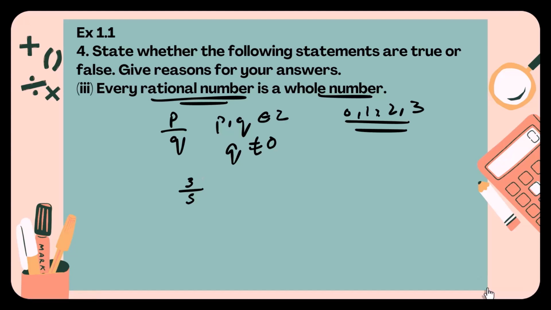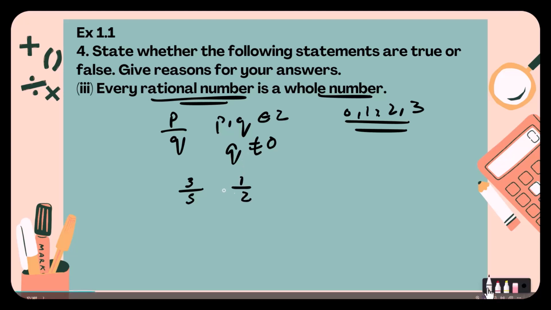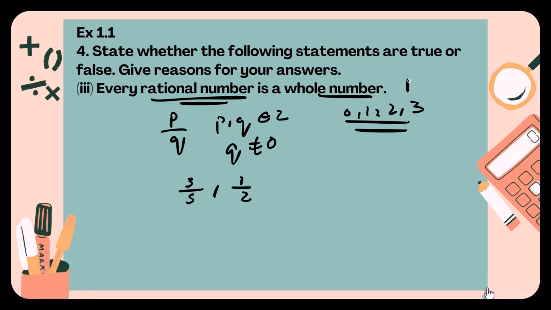So what do you understand here? This is false, right? You have to say fractions like 3 by 5, 1 by 2 are not whole numbers, right? So it is false. Every rational number is a whole number is a false statement.